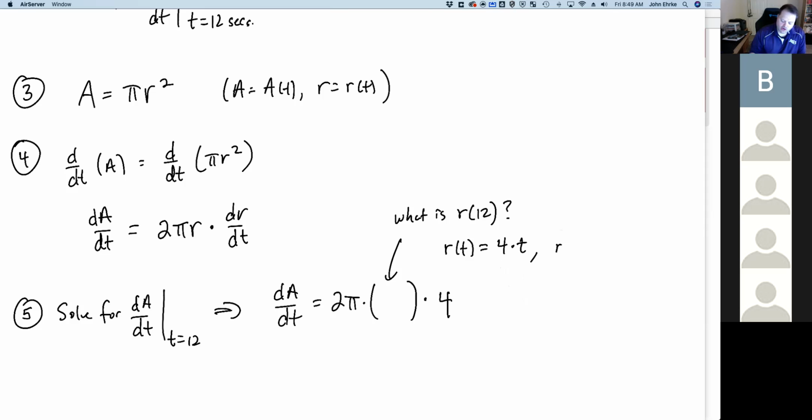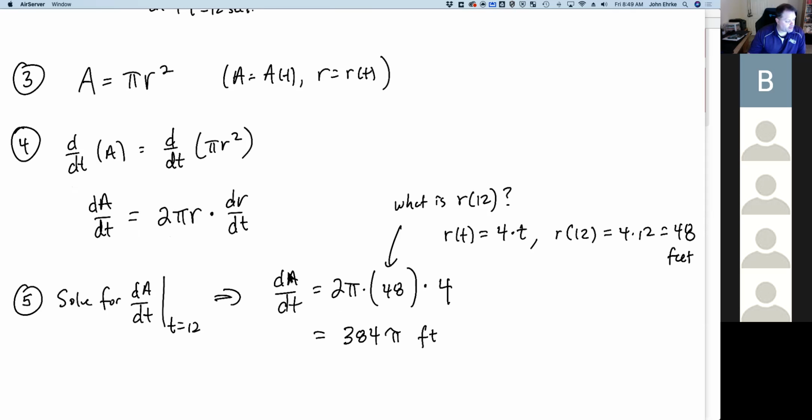So I know that r at 12 will be, just like CJ said, 4 times 12, or 48 feet. So if I plug in 48, I get 8, 320, 384. So 384 pi, and I'll just leave it like that, 384 pi. What are the units here for area divided by time? Feet squared per second.